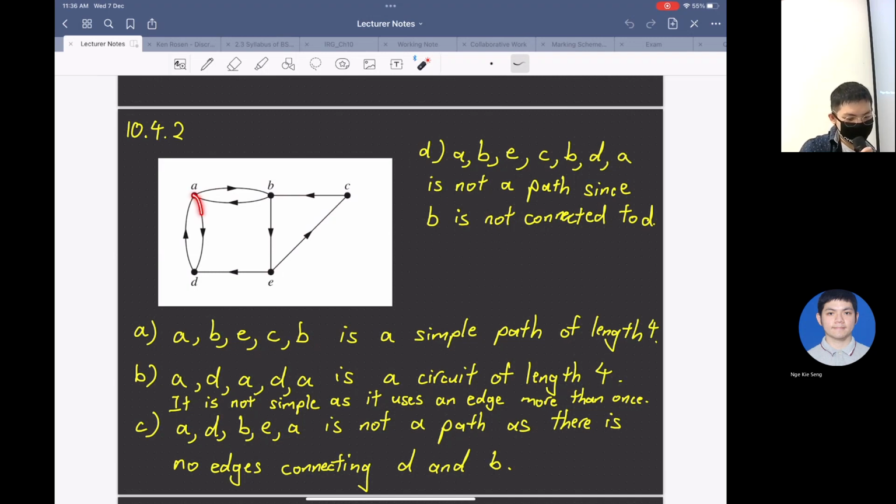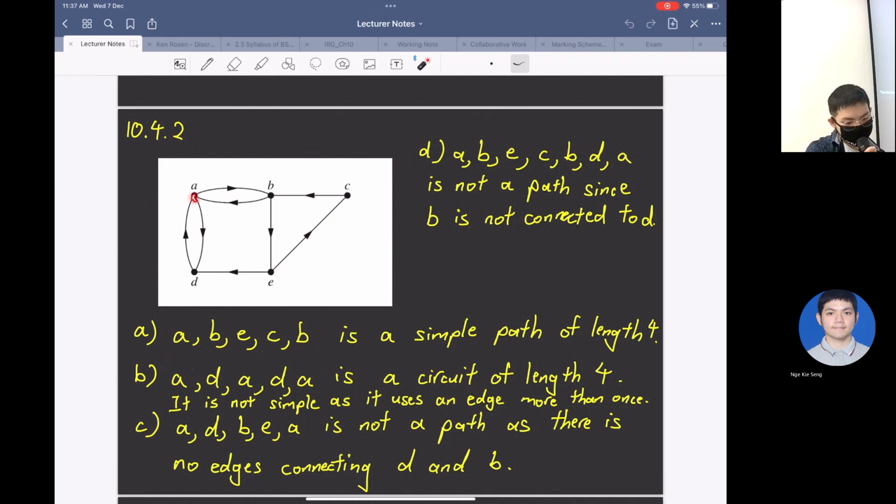A, D, A, D, A. Okay, correct. Okay, this one is a circuit because you start and end at the same point, but it is not a simple circuit because you repeat AD and DA.